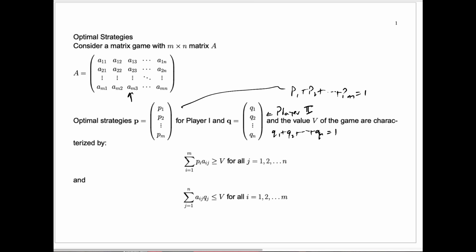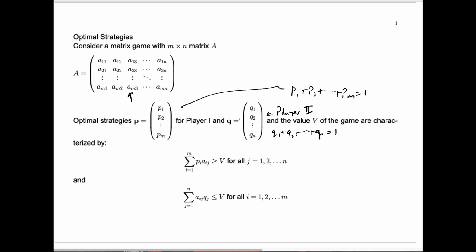Well, that's what we're saying here by saying the sum from i equals 1 to m of p sub i, a sub i,j is greater than or equal to v for all j equals 1, 2, 3 up to n. Here, when we chose column 3, that would just be putting in j equals 3. For each different column, j equals 1 through n, we have a statement that says the expected return is at least v if player 2 plays that column j.